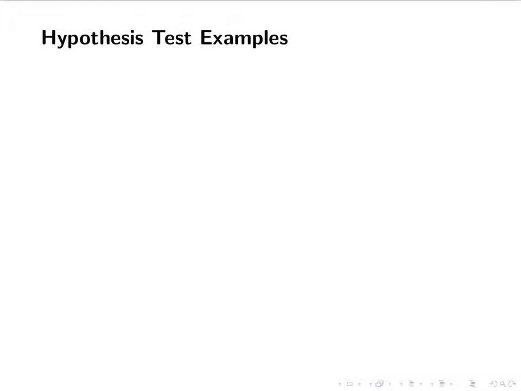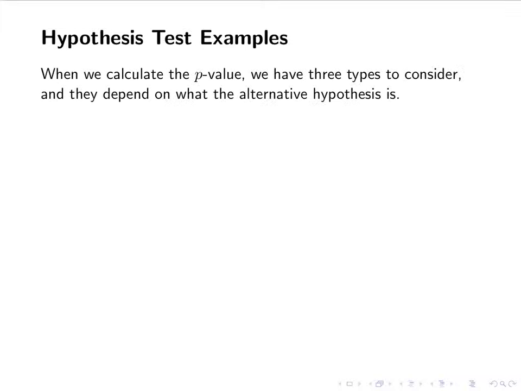Hello everyone, today we're going to look at full hypothesis test examples. When we calculate the p-value, we have three types to consider, and they depend on what the alternative hypothesis is. So it doesn't really matter the type of null hypothesis, it matters what the alternative hypothesis is. So let's suppose that x bar is m.